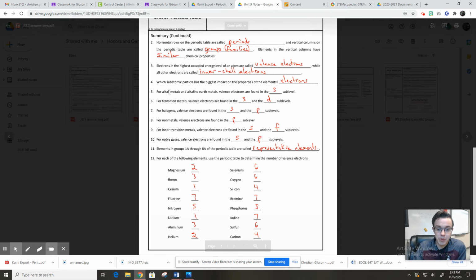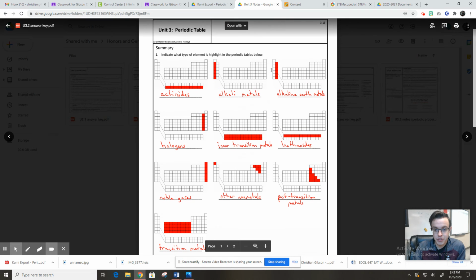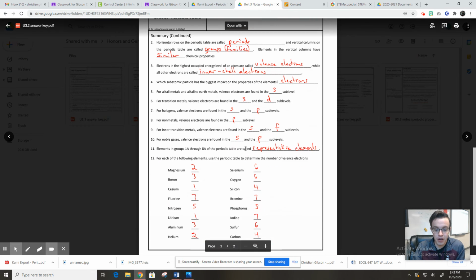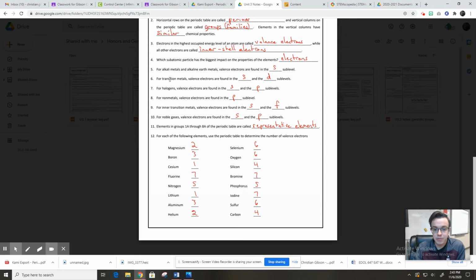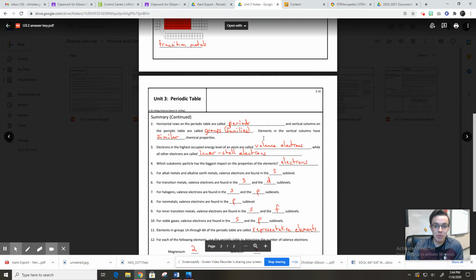Alkali metals and alkaline earth metals, valence electrons are found in the S sublevel. Remember, they're in this first and second column, which is the S block. Okay. Transition metals, the valence electrons are found in the S and the D sublevels. Halogens, valence electrons are in the S and P. For nonmetals, valence electrons are always found in the P sublevel. For intertransition metals, the valence electrons are found in the S and the F. So remember these intertransitions, the lanthanides and actinides, that's that F block.